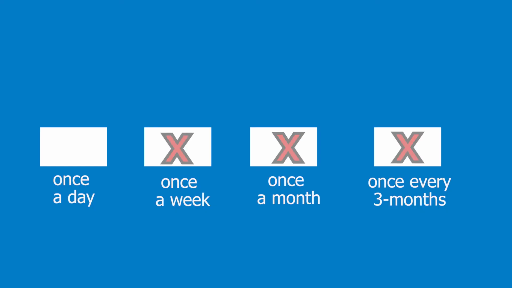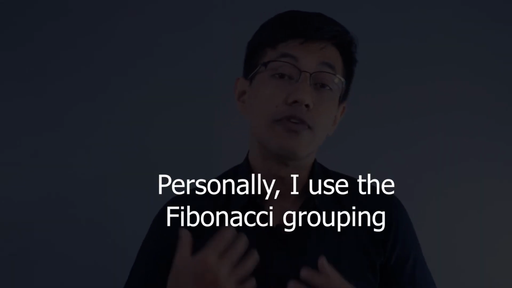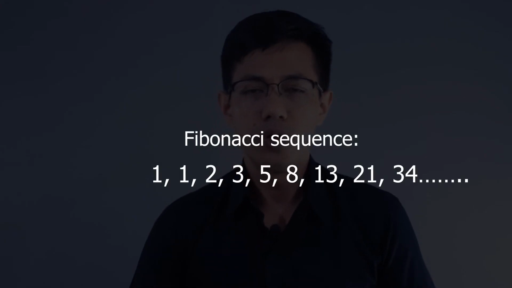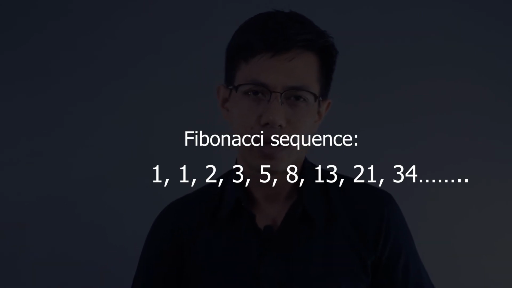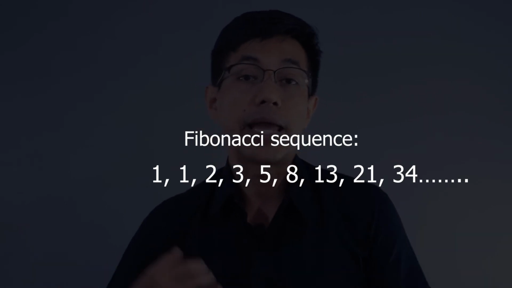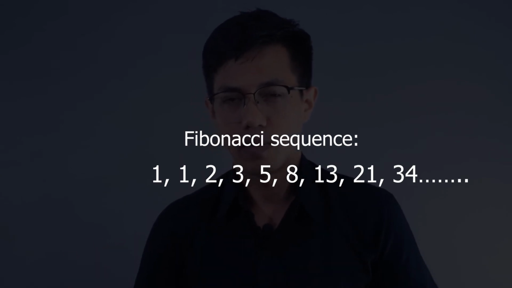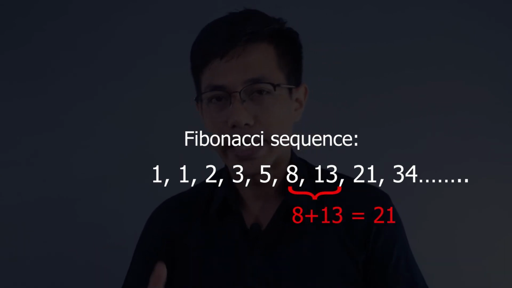If you can't recollect the information at any point, you must move that card into the once a day grouping and repeat the process. No hard and fast rule determines the grouping. You can design it based on your preference. Personally, I use a Fibonacci grouping. This is a Fibonacci sequence. 1, 1, 2, 3, 5, 8, 13, 21, 34. Here, each number is obtained by adding the previous two numbers. For example, 21 is obtained by adding 8 and 13.